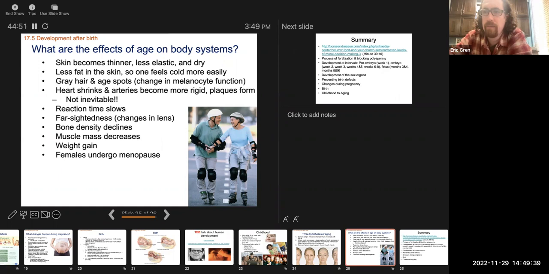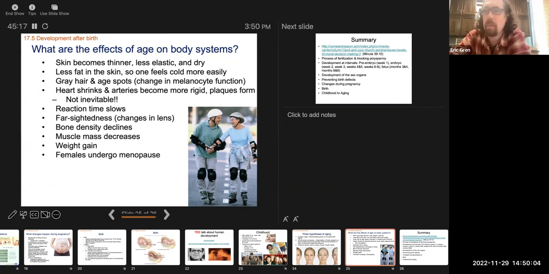We also see that fat reserves start to dry up. There's less fat in the skin, and that decreased thermal insulation means that older people have a harder time staying warm. And so a lot of times you'll see older people wearing long sleeve shirts or even jackets or coats when the rest of us are plenty warm.